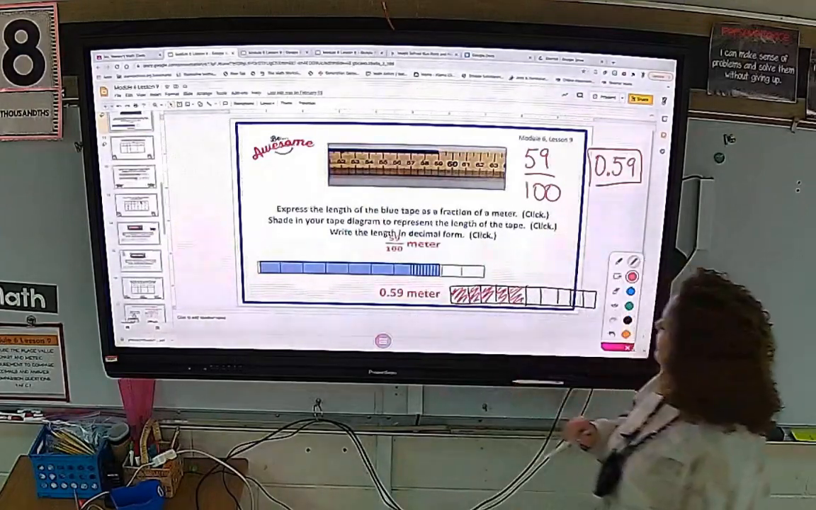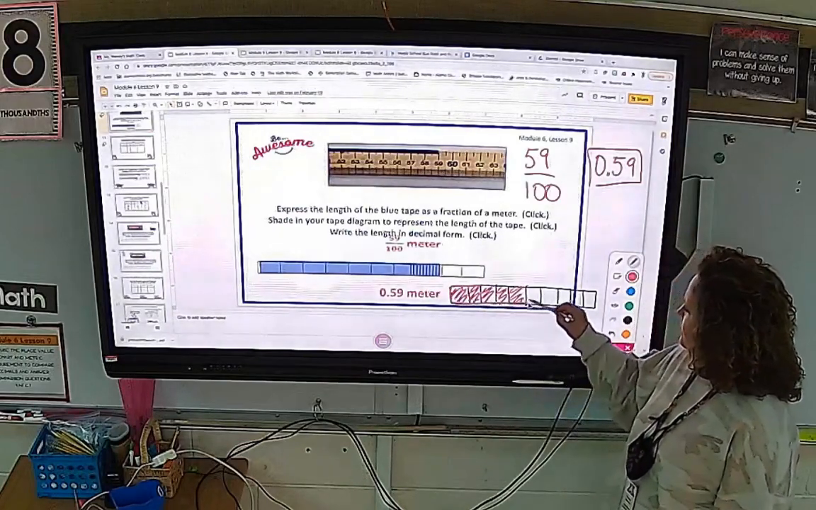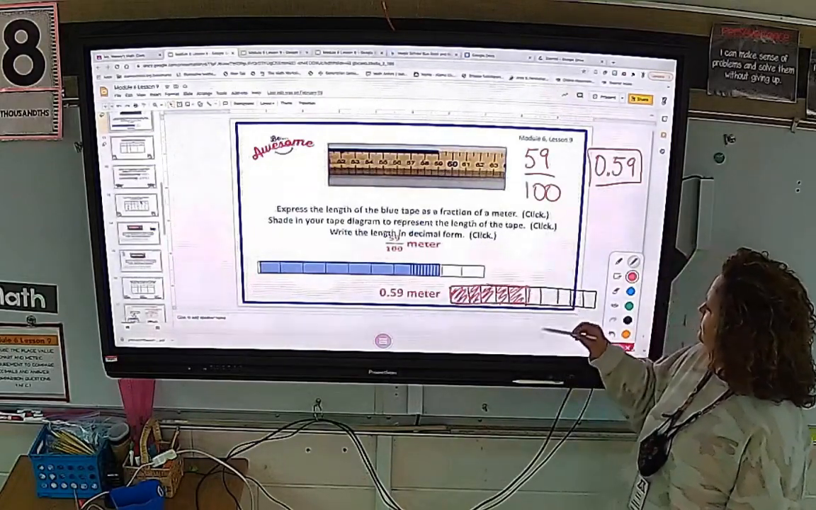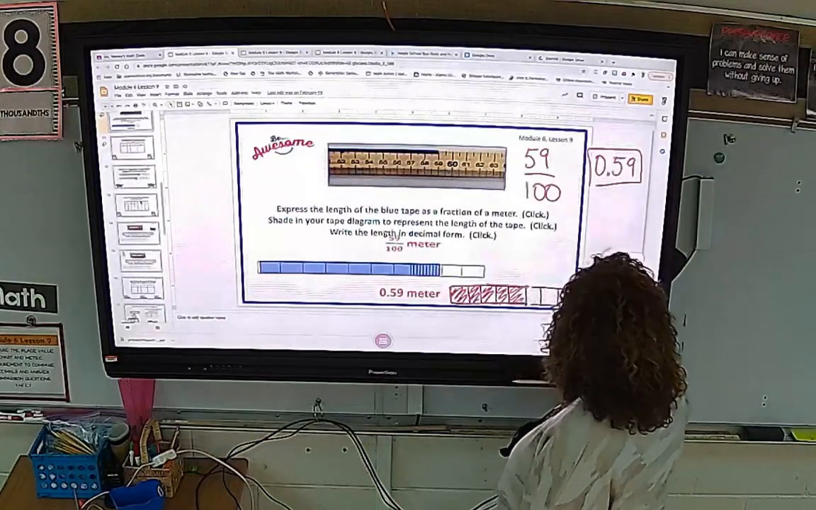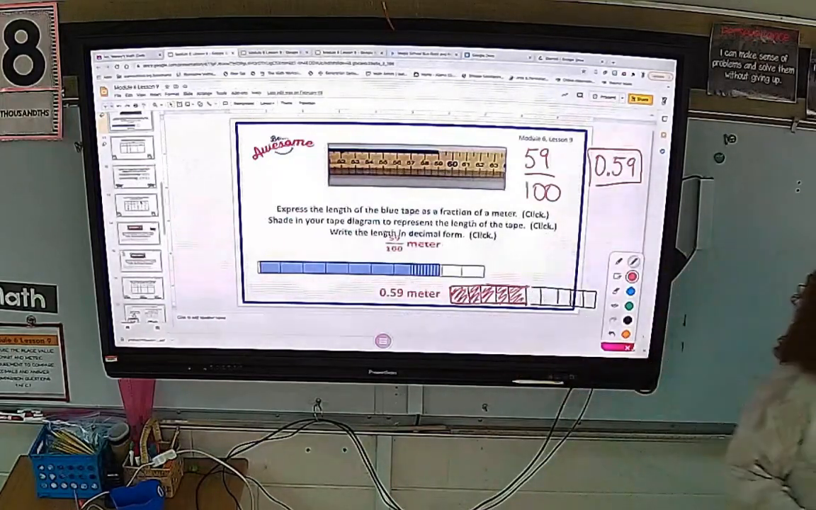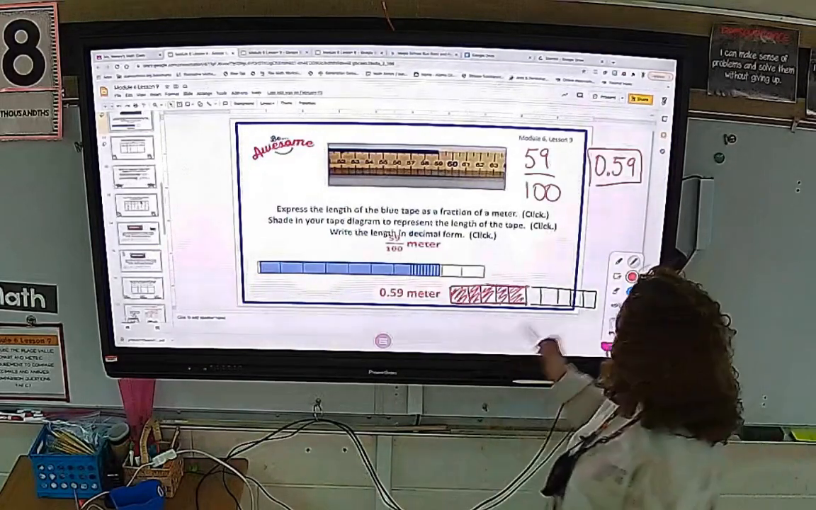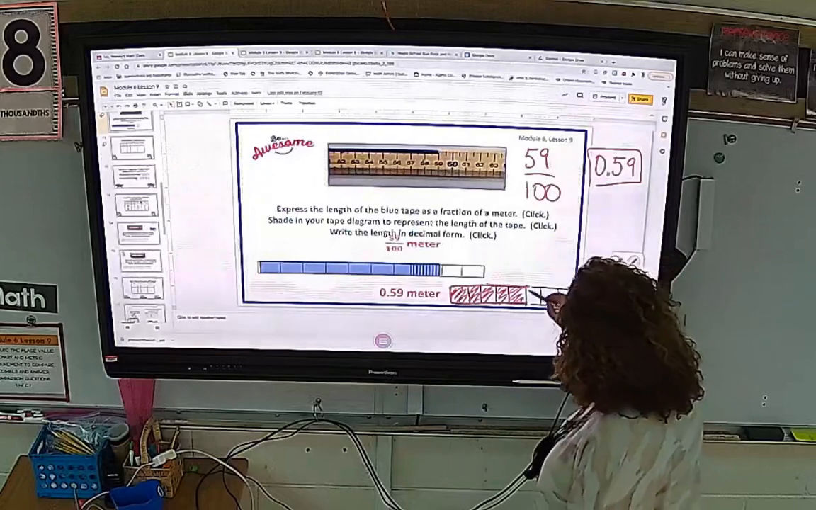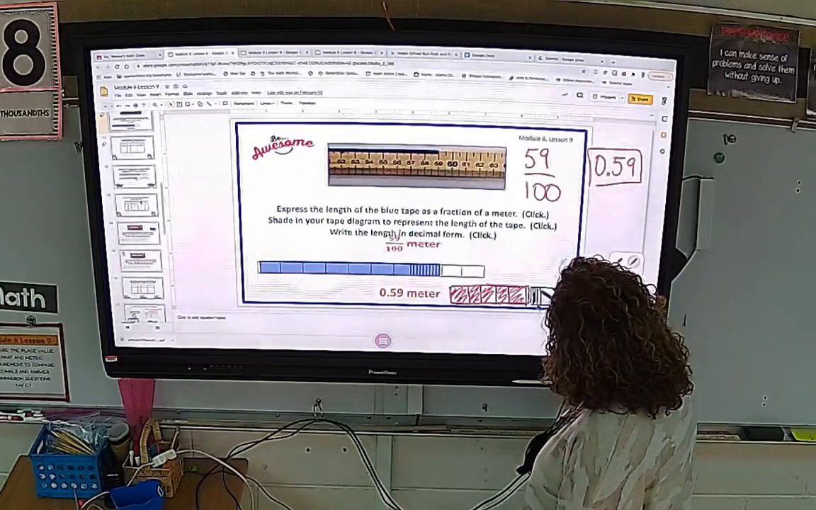All right, we've got 5 of our tenths. Now, what's our next digit? What is in the hundredths place? A 9. Okay, so we're going to take that next box and we're going to cut it into 10 pieces. Let's cut it into 10 pieces since we can.